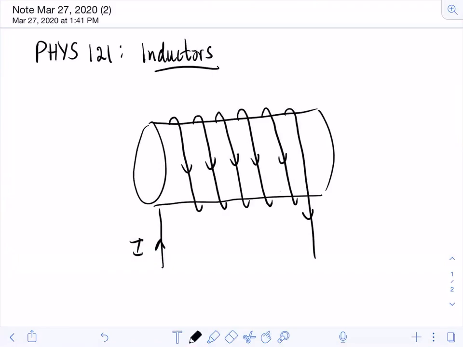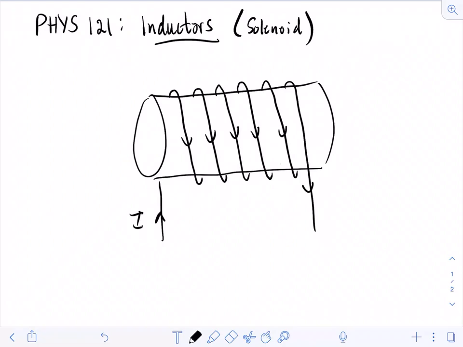So what I want to talk about today are inductors, and an inductor is just a solenoid. So we know some stuff about solenoids. It's just a coil of wire, and what we're going to do is pass a current through the coil of wire. Current is a source of magnetic field, and we used Ampere's law to determine the strength of that magnetic field, and it was equal to mu naught N I divided by L, where L is the length of the solenoid and N is the number of coils or the number of turns in our winding.